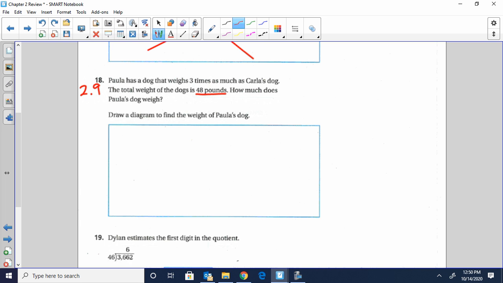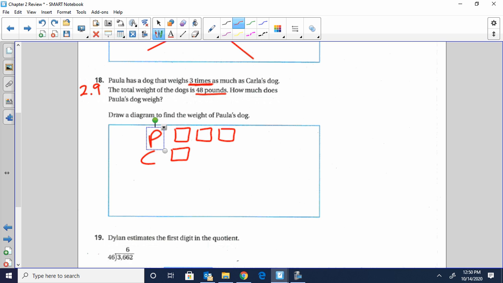So what we know is we have Paula's dog and we have Carla's dog. And Paula's dog is 3 times what Carla's dog weighs. So this is where we draw the boxes. Remember, the first thing you need to do is find out which dog is smaller. Is it Paula's or Carla's? Well, since Paula's is 3 times bigger than Carla's, Carla's is the smaller one, it's going to get 1 box. And because Paula's is 3 times that, it's going to get 3 boxes.